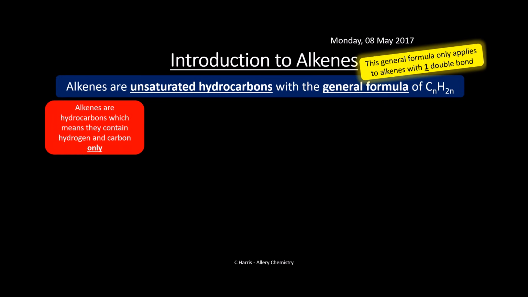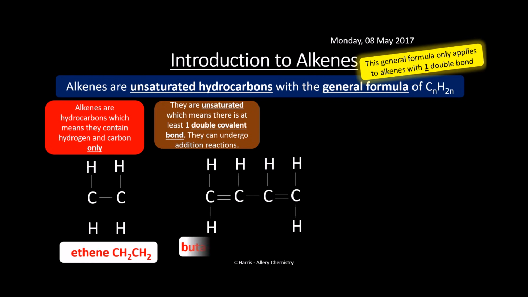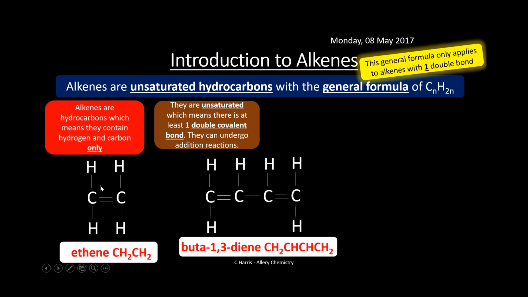Okay, so they are hydrocarbons, just like alkanes. They contain hydrogen and carbon only. They're unsaturated. They have one double covalent bond, and they undergo addition reactions, which you'll see later on. So here's some examples. This is ethene on the left there, which is CH2CH2. This is the structural formula for it. This is the displayed formula.